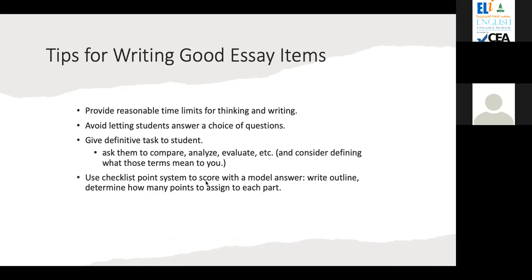Use a checklist point system to score with a model answer. Checklist point system means there should be a rubric that should have different categories and different grades for different sub-skills. For example, students write an outline, determine how many points are assigned to each part. If they write a proper introduction, and then they'll get separate grades for body paragraphs, there should be separate grades for conclusion.